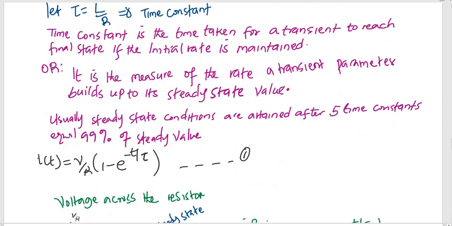So if tau is equal to L out of R, it is called the time constant, and we can define it as the time taken for a transient to reach its final state if the initial rate is maintained. Or it can also be the measure of the rate at which a transient parameter builds up to its steady state value. Usually the steady state conditions are attained after 5 time constants, which is equivalent to 99% of the steady value. Therefore, our I of t, or the current as a function of time across a circuit that has a resistor and an inductor, will be V out of R into 1 minus exponential of negative t divided by tau, which is the time constant.